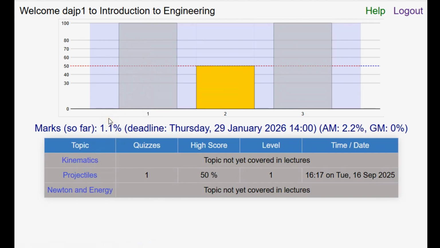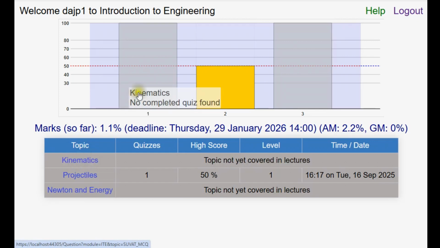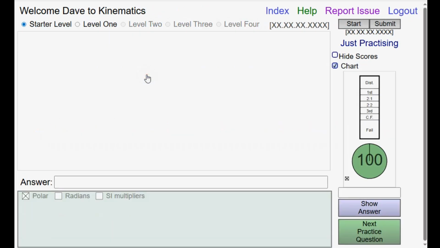So I can enter the kinematics topic by either pressing the kinematics link in the table or clicking on the bar in the histogram up here. If I click on that, I'll get to the main puzzle screen, which looks like this. So, quick tour of this screen. There's a welcome sign up there. There's then a whole set of links.